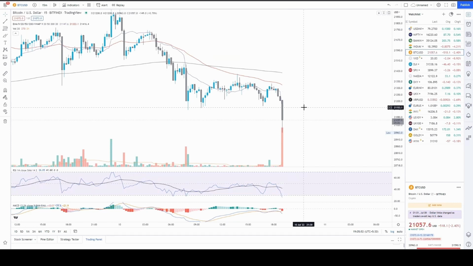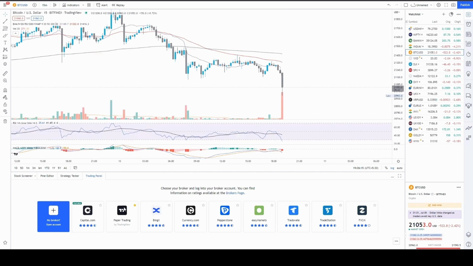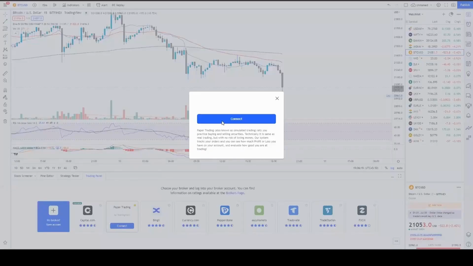But let's see whether this hypothesis is correct or not by deploying some virtual money in this particular position using TradingView. So in order to take up a virtual position, you need to hover down on the bottom of your TradingView panel and click on Trading Panel. You can see a bunch of options over here. And in order to do virtual trading, you're going to select paper trading. Click on Connect.